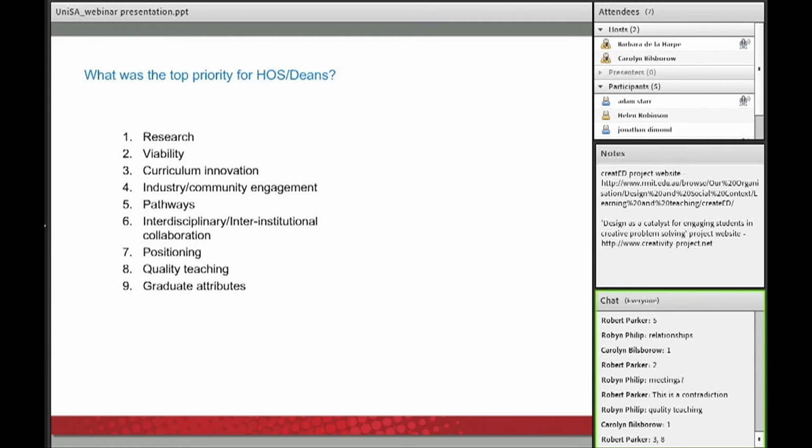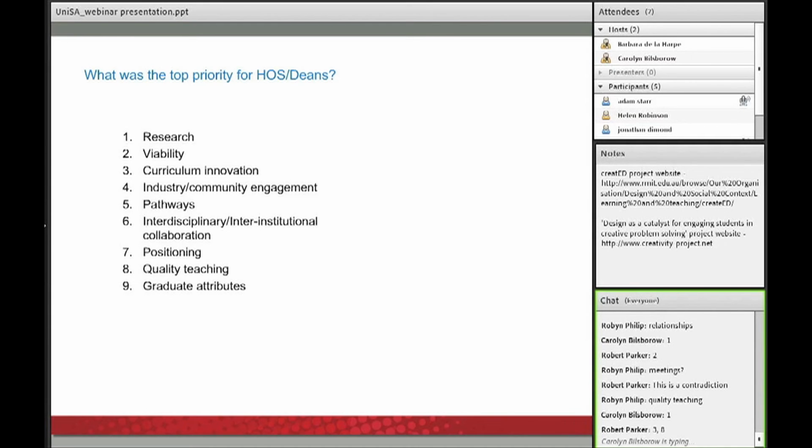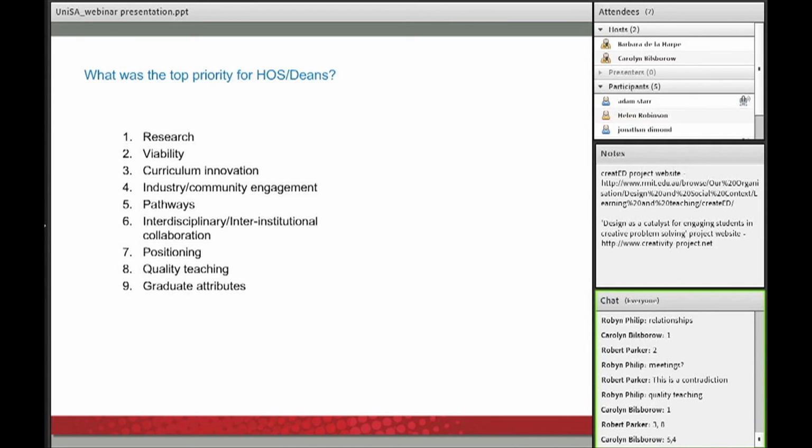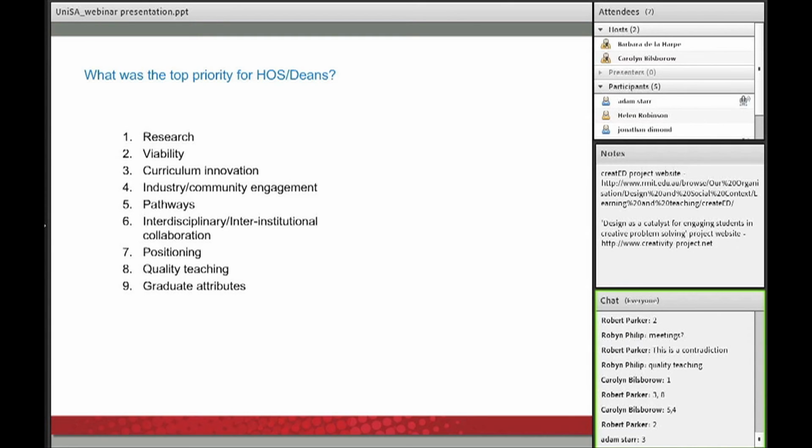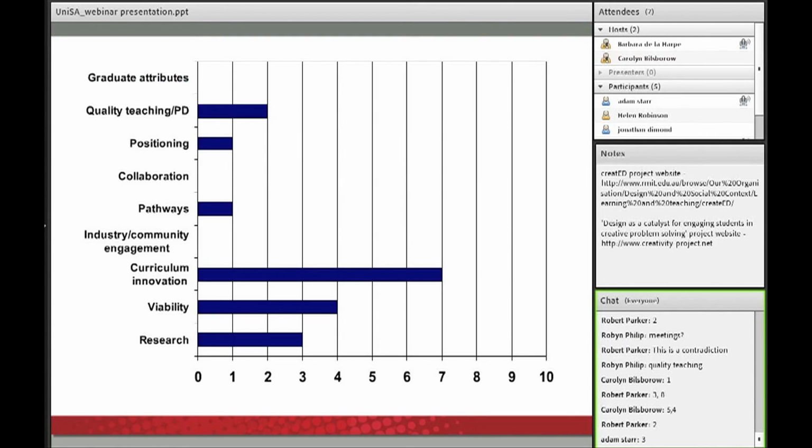We also asked the heads of schools and deans, so have a go with what you think they might have wanted. Pathways, industry engagement, viability. Yeah. Okay, we're just waiting. Adam says curriculum innovation. Woohoo! Right, absolutely. Isn't it interesting?